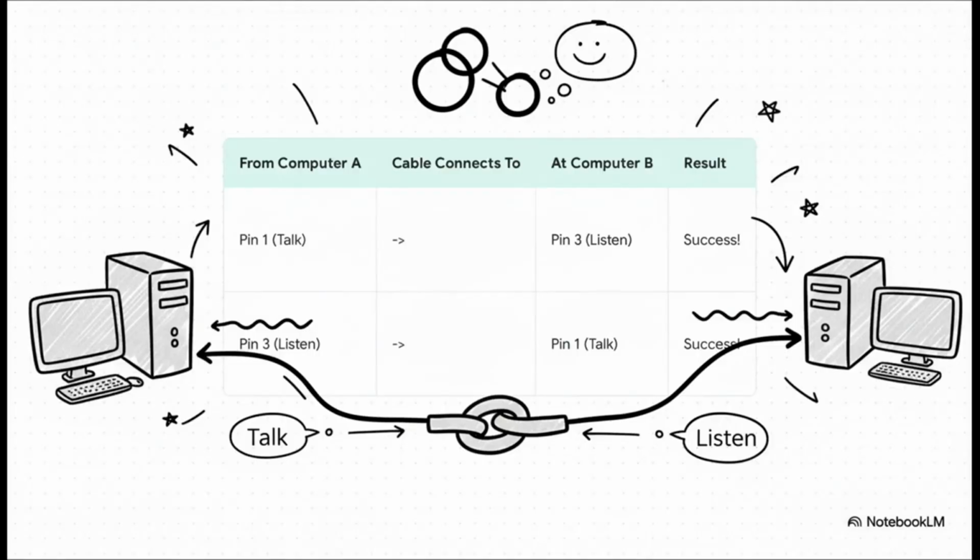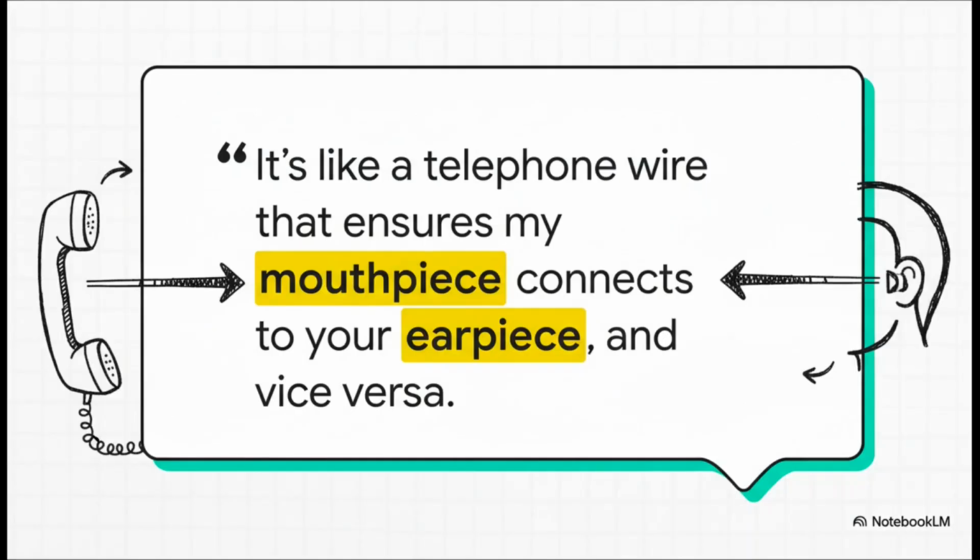And check this out. Here's how the crossover works its magic. It smartly takes the talk wires from computer A and connects them to the listen wires on computer B. And, of course, it does the exact same thing in reverse. Now, when computer A talks, computer B is actually listening. The conversation can finally happen. Success!